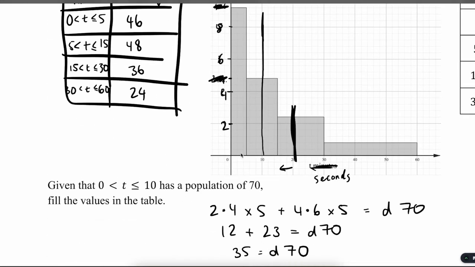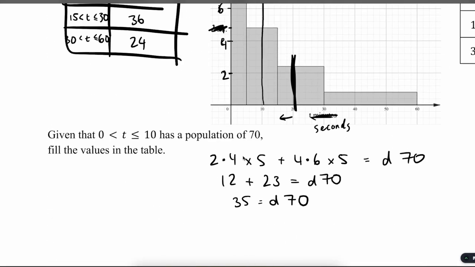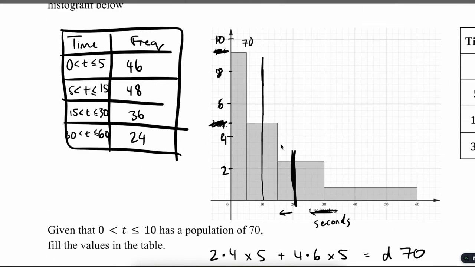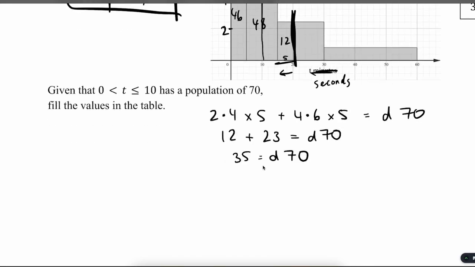Okay, so to estimate the number of people with the attention span less than 20, we just use the graph. So this first box is going to be 5 times 2.4, which is 12. So I'll put in 12 in there. Then we've got 10 times 4.8, which is 48. And then we've got 5 times 9.2, which is 46. 46 plus 48 plus 12 should be our estimate, so that gives us 106.